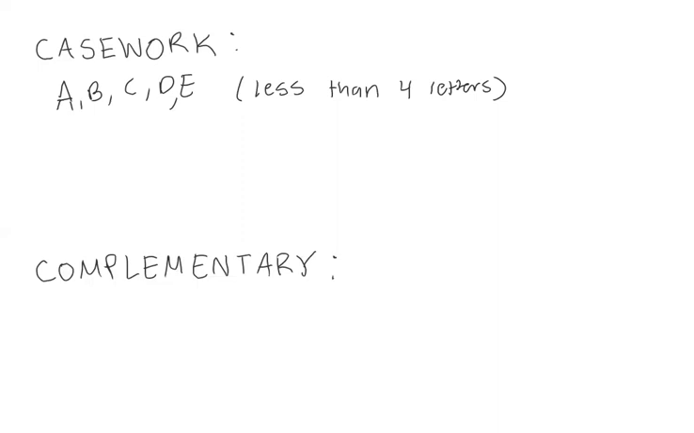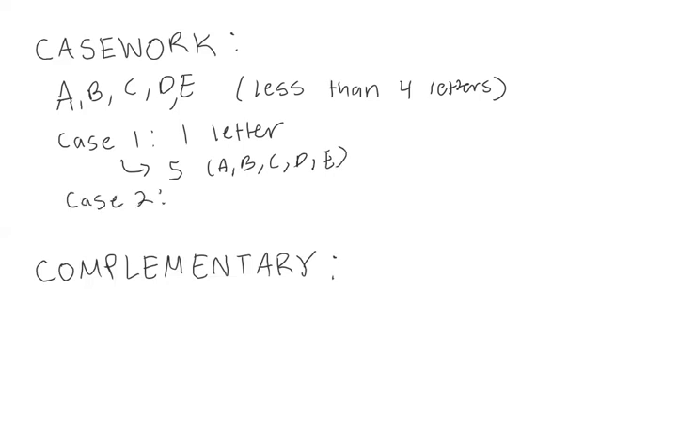So now what we can do is we can split this problem up into cases, and we can do this based on the length of the word. So let's say you have case 1, which is 1 letter long. And here there are only 5 options, which is just A, B, C, D, or E. And let's say case 2, there are 2 letters in the word. Then this is just 5 times 5 because you have 5 options for the first letter and you have 5 options for the second letter.